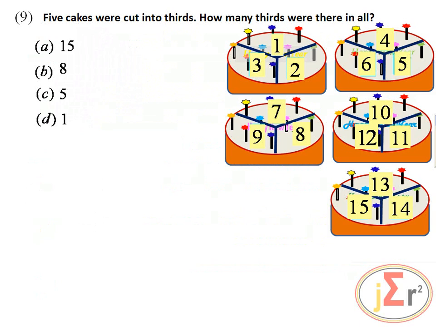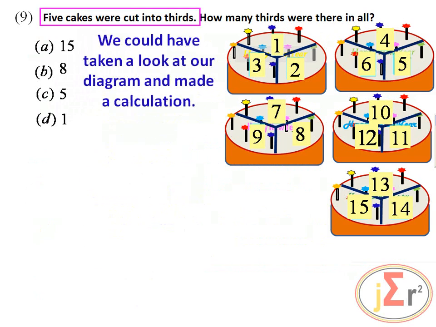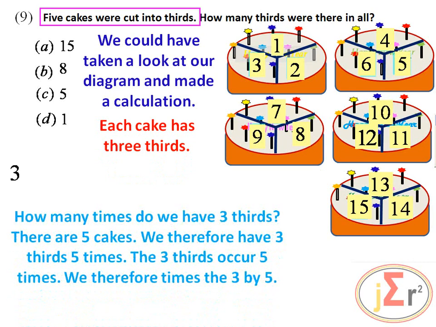5 cakes were cut into thirds. We are taking another approach to the problem. We could have taken a look at our diagram and made a calculation. Each cake has 3 thirds. How many times do we have 3 thirds? 5 times. Right. So we have 3 thirds 5 times.